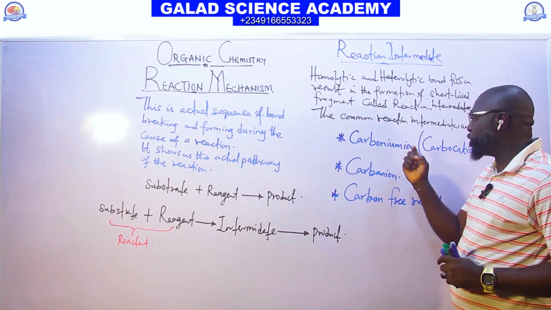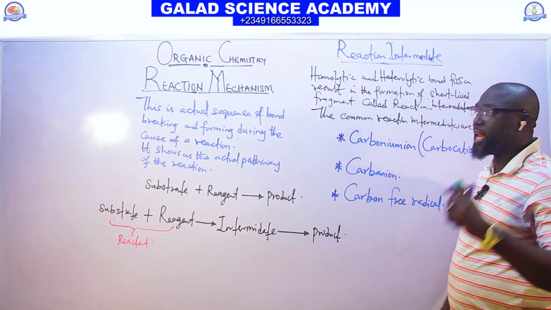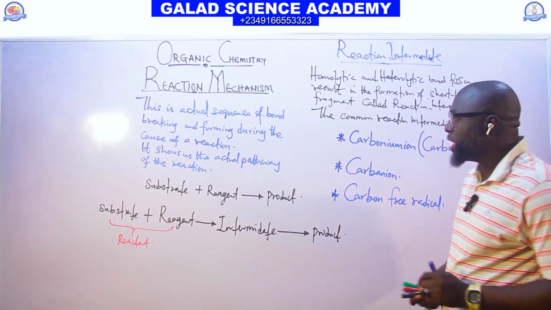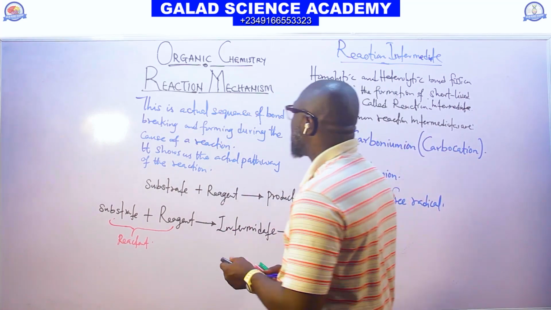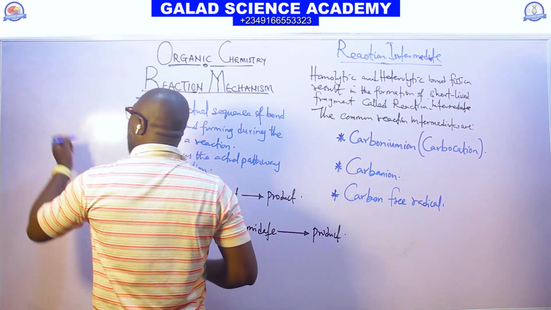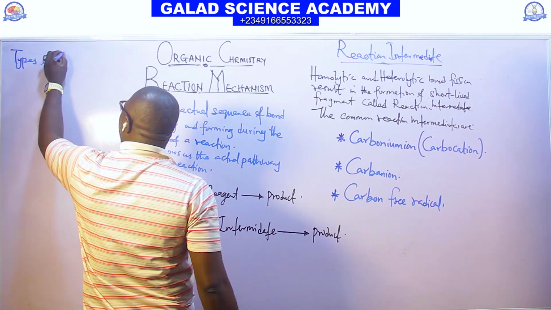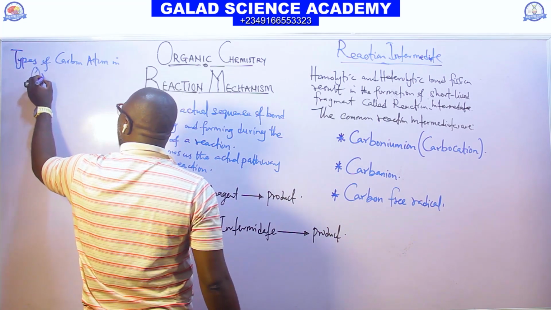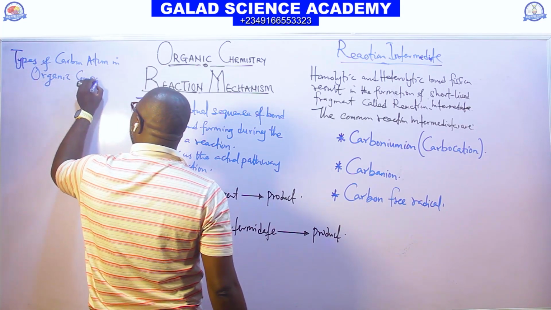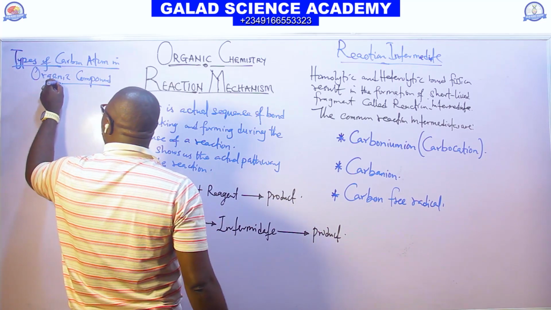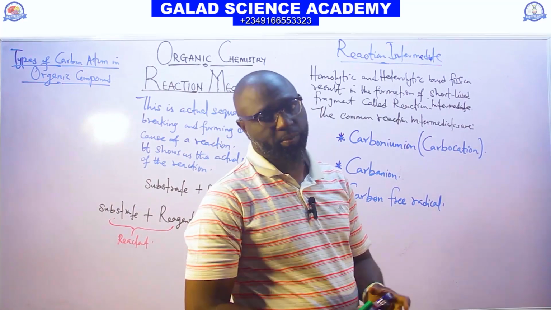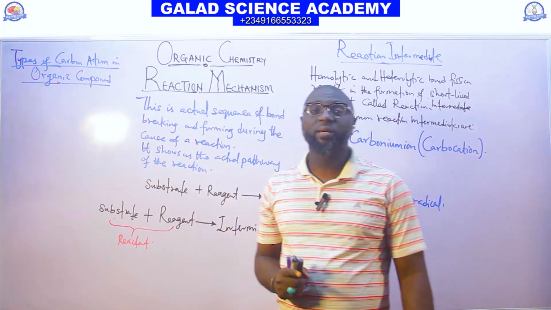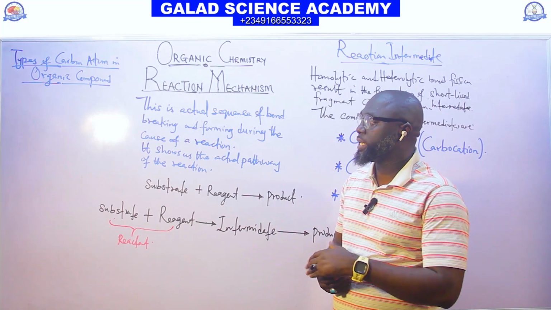Before I explain carbonium ion, carbanion, and carbon free radicals, I would like to explain the types of carbon atom we have in organic compound, because we apply them in this mechanism of reaction. So let me introduce you to the kinds of carbon we have.